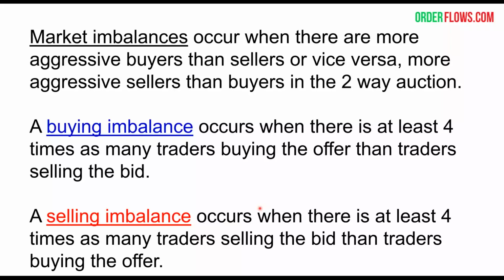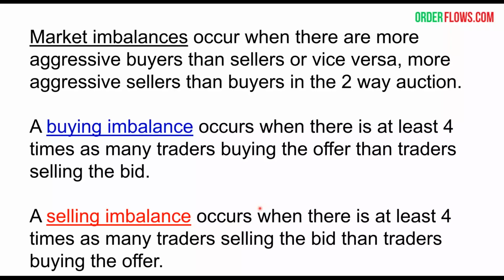Two-way auction is the market is bid at one price, offered at another. So it's like 5 bid at 6. Okay, so say there's 5 bid for 10 contracts, there's 20 offered at 6, one contract trades at 5, but 8 trade at 6. You have a buying imbalance because you have more buyers than sellers.